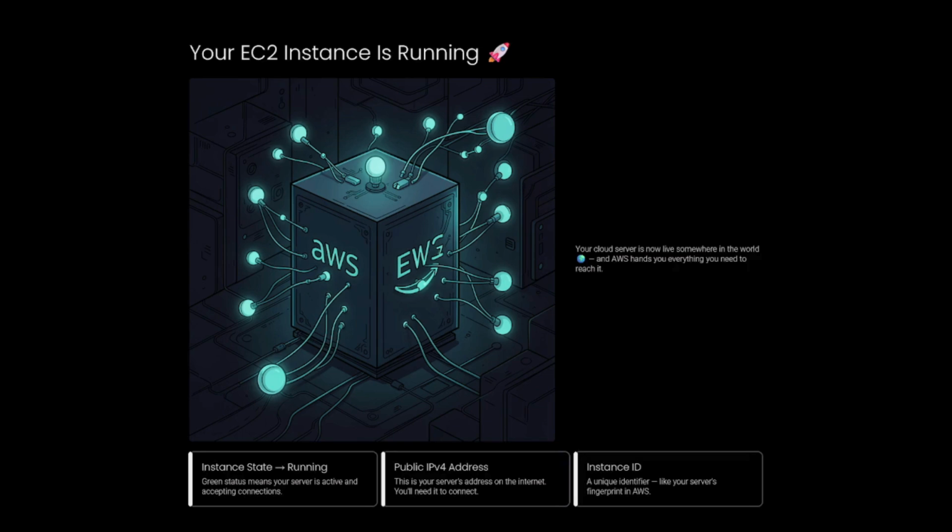Second is the instance ID. This is like a unique identifier, a fingerprint for your EC2 instance inside AWS. Now here's the interesting part: your server may physically exist in another city or even another country, but using cloud technology, you can still control it instantly from your own laptop.